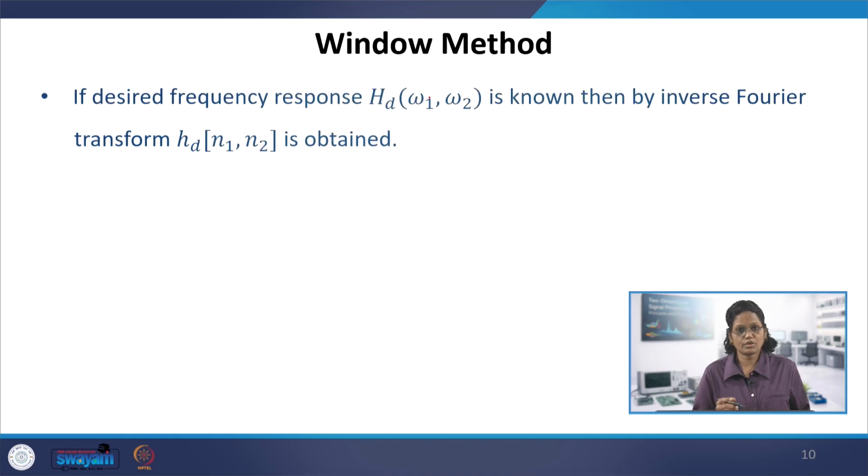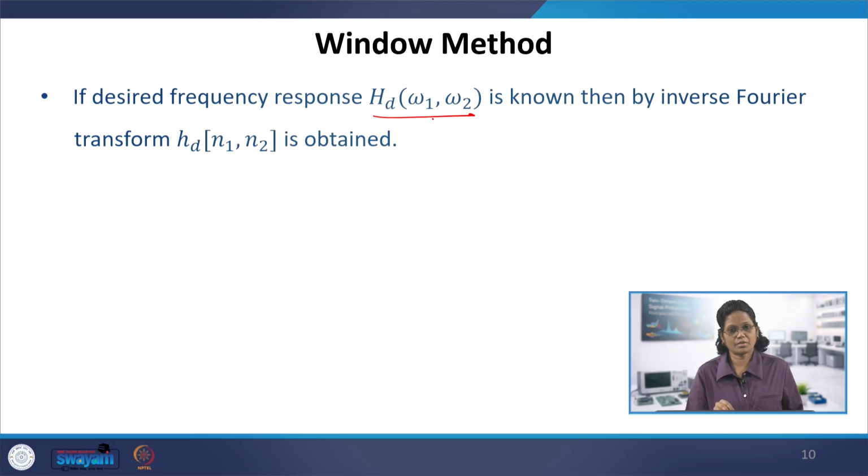So we take the window method, the first one. If you recall the 1D case, what we had done: the specifications are given for the desired response. The desired frequency response is HD of omega 1, omega 2, and we take the inverse Fourier transform. That is the same thing we are going to follow here in 2D as well. So this is the desired frequency response, which is known in 2D.